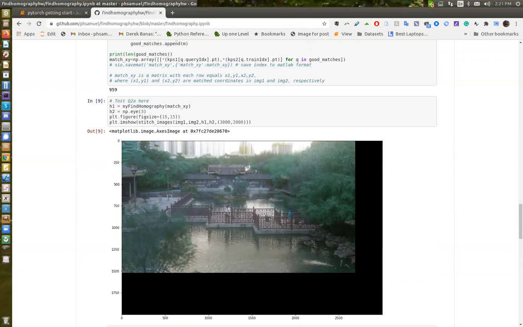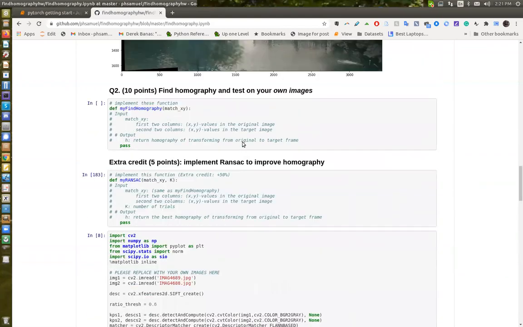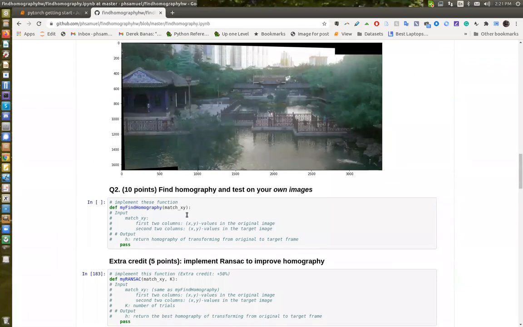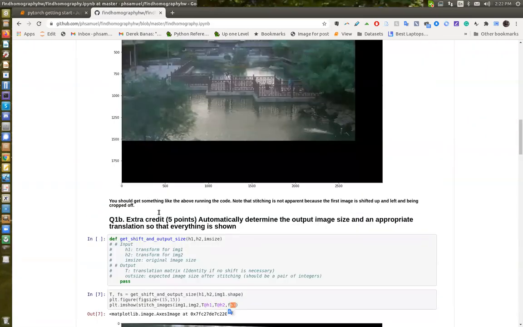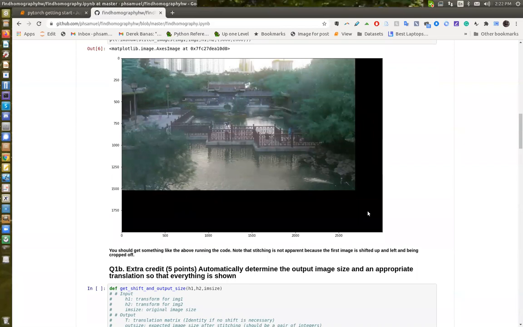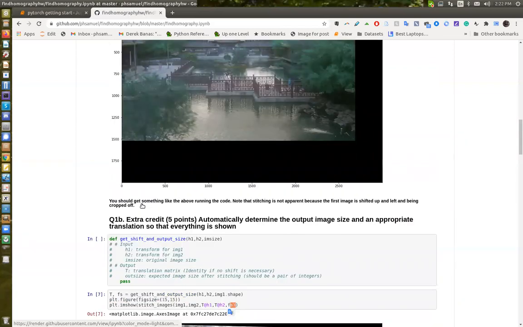Oh no, yeah, 2 and 4, meaning the homography here is not extra credit, but this part is extra credit. Implementing the RANSAC is extra credit. Here, automatically finding the size of the output image from the translation is extra credit. Yes.